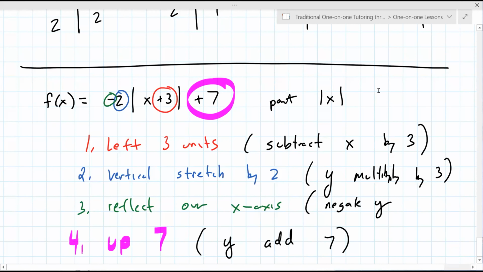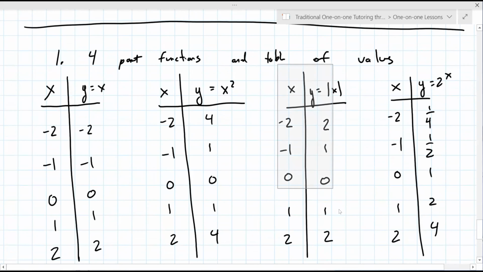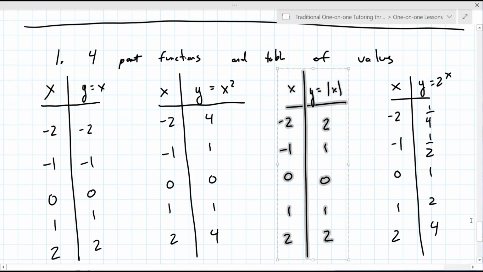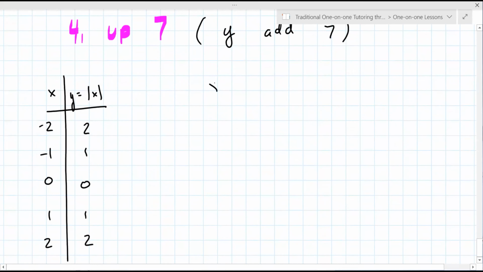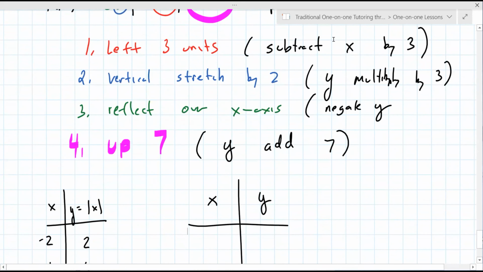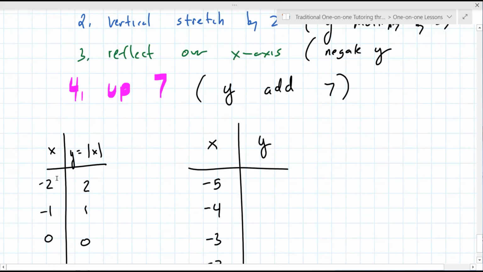Now, the reason you need to know the parent function is because you go back and grab this table, or in your case, you're going to know this so well, you're just going to write it down on your test. You write that down, and then the new x and the new y you get from these rules you just said. So what happens to the x? You subtract it by 3. So each of these x values you subtract by 3. -5, -4, -3. Do you see how easy that is if you know the parent function, and the table, and if you write down the correct transformations?